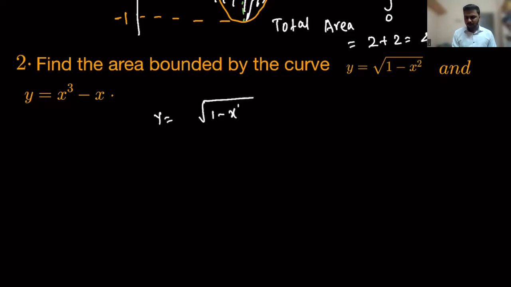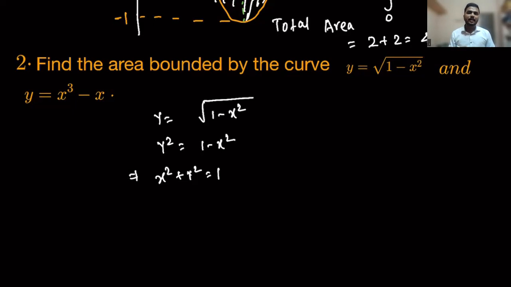If I draw the graph of y is equal to the square root of 1 minus x square, how can we draw it? Just simply square it on both sides. Y square is equal to 1 minus x square. That means x square plus y square, I am getting 1. But do you think it will represent a circle?